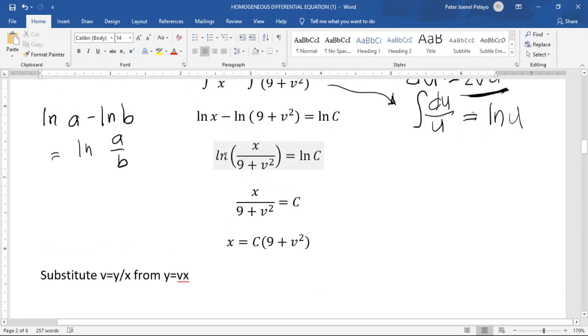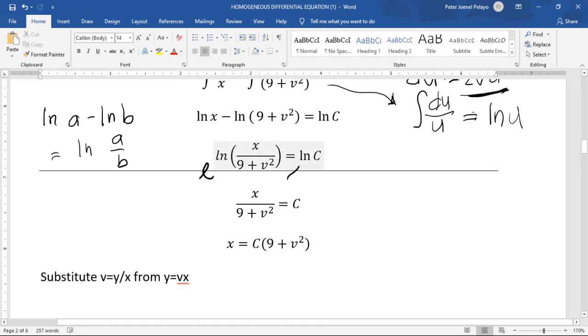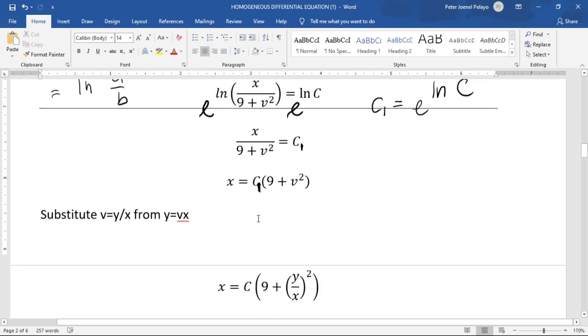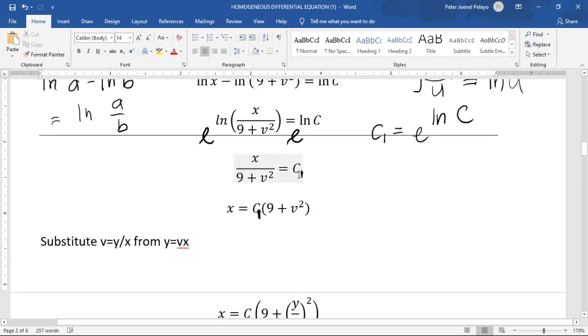And then, we will, etong dalawang equation na to, e raised to ln c, magiging x over 9 plus b squared is equal to e raised to ln constant naman kasi will always be constant. So, pwede natin sabihin siyang, kahit gawin na natin siyang C1. C1 na lang yan, where C1 is equal to e raised to ln c. Okay? And then, cross multiply, x is equal to C1. So, C1 gagamitin natin. Para hindi kayo malito sa C constant na to, and then sa constant na yon.